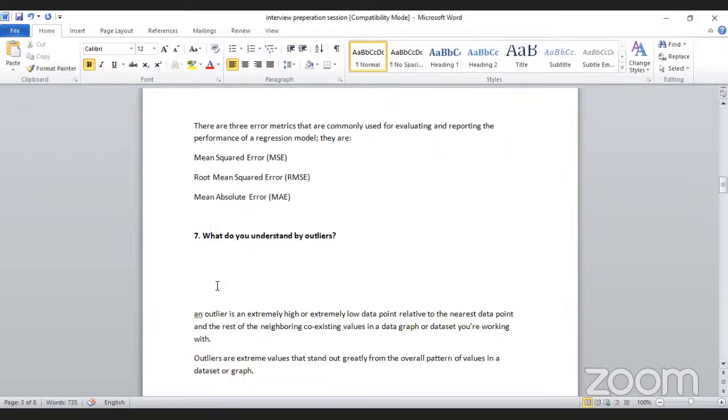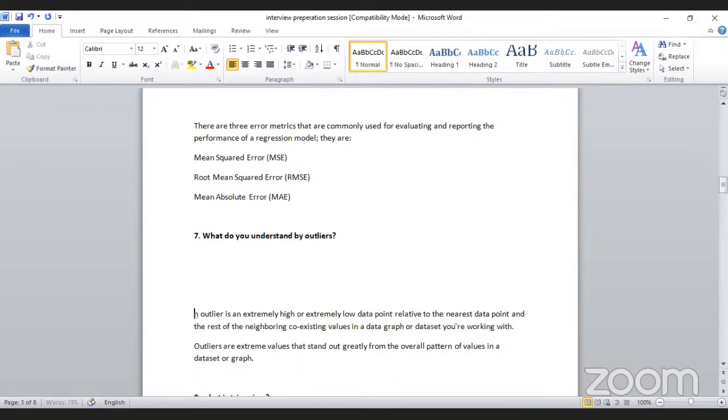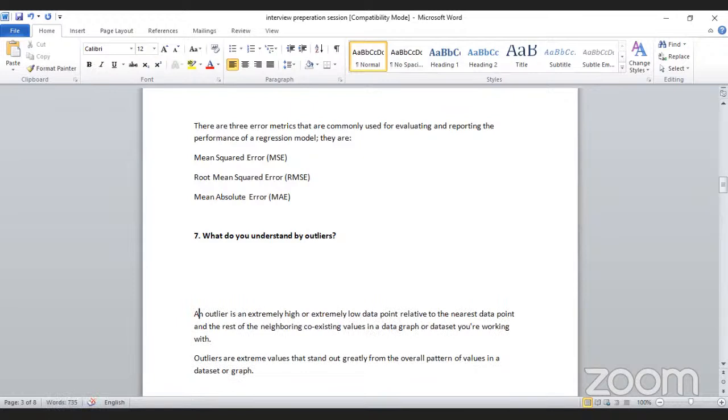So, an outlier is an extremely high or extremely low data point relative to the nearest data point and the rest of the neighboring coexisting values in a data graph or data set you are working with. Okay. So in simple terms, outliers are extreme values that stand out greatly from the overall pattern of values in a data set or graph.